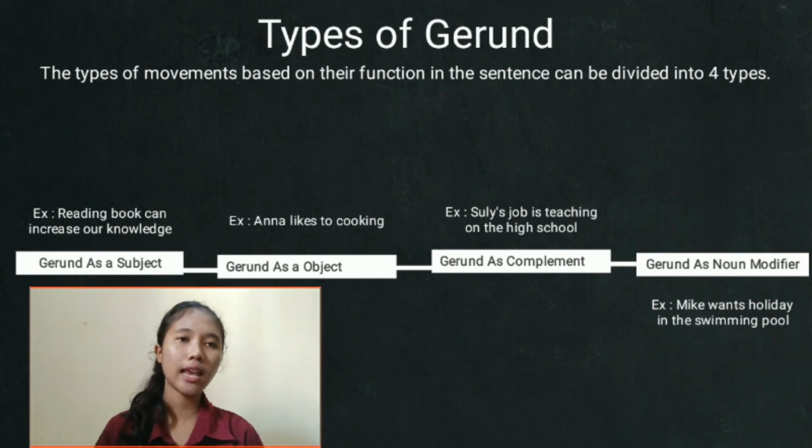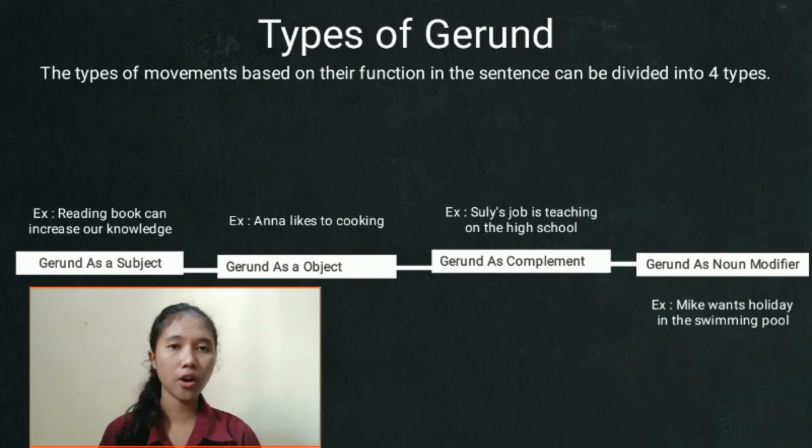And the fourth is gerund as a noun modifier. A noun modifier explains the use of the noun. The gerund is placed in front of a noun, like swimming pool, dining room, training room, and the others. For example, Mike wants a holiday in the swimming pool. Swimming pool is a noun modifier.